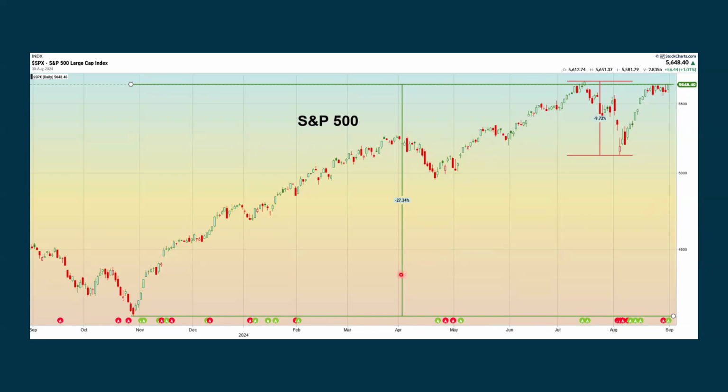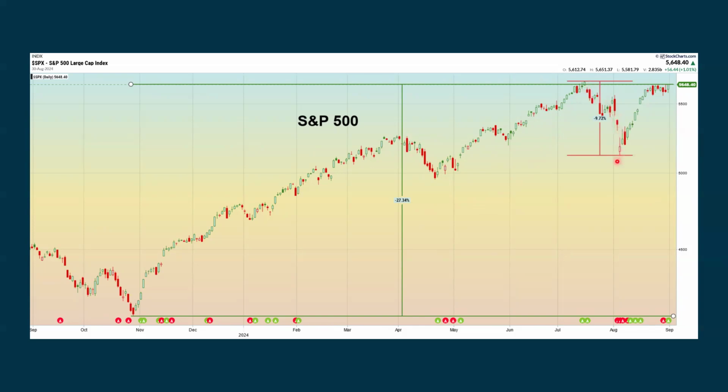When we go back to the low that was set in October 2023, and we've been bouncing up ever since, we're currently up 27.34% from that low, a really solid move. Now, when we started to hit things in the latter part of July, we hit the all-time high on July 16th, and then we started to pull back, and then we kept coming down, coming down, coming down.